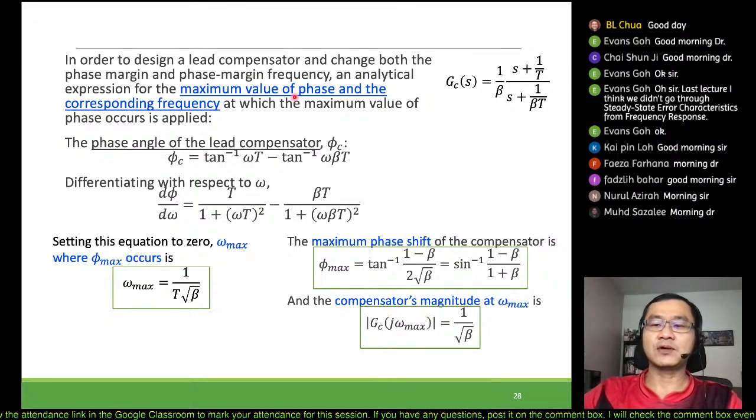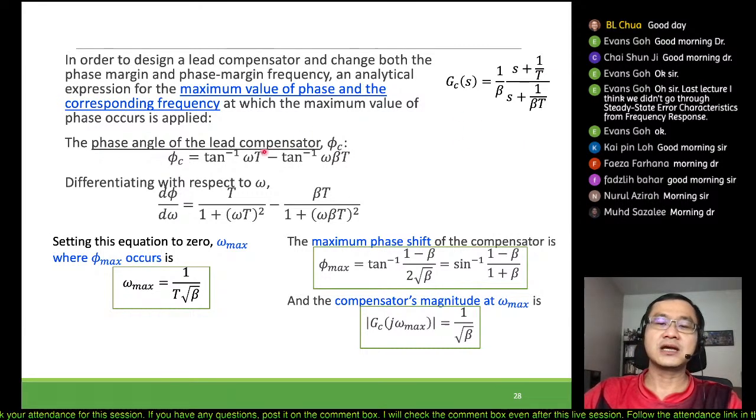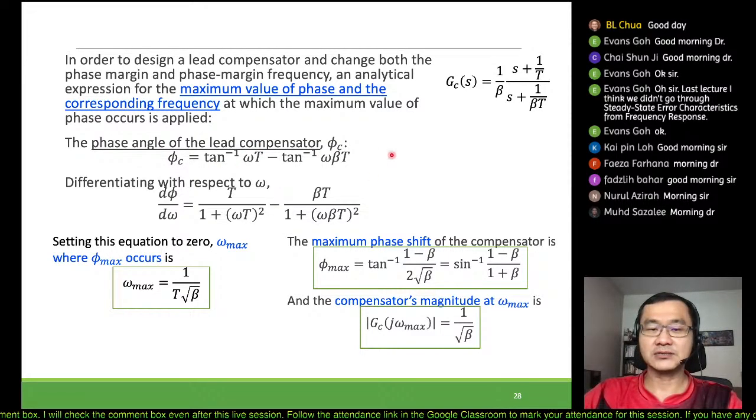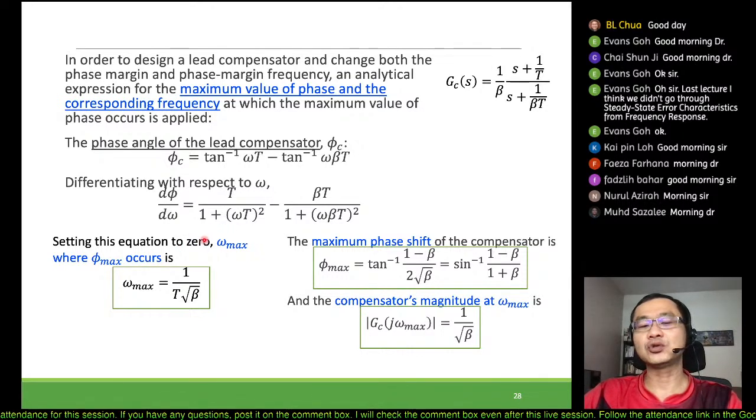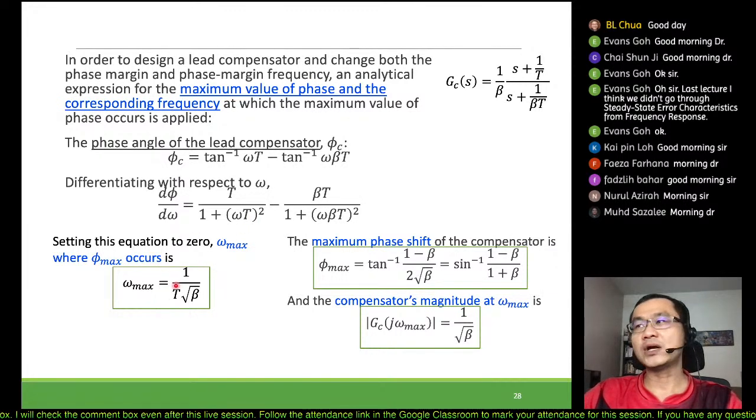So in order to get that one, based on the compensator transfer function, again we have this relationship, which is the phase angle of the lead compensator given by this relationship. In order for us to get the maximum value, we would want to differentiate with respect to omega and set it to 0. Then we would be able to get the so-called maximum frequency. So we can eventually get the maximum frequency equals 1 over T square root of beta, right?